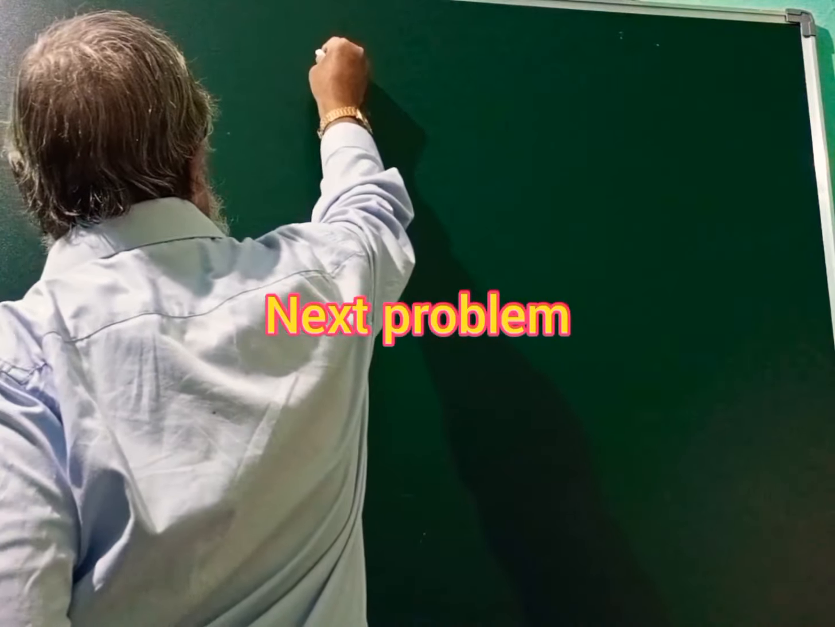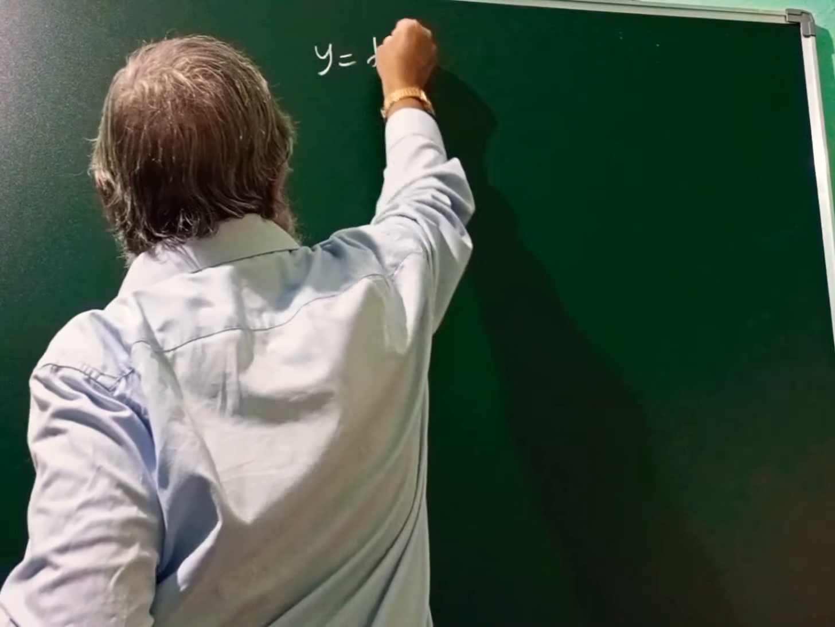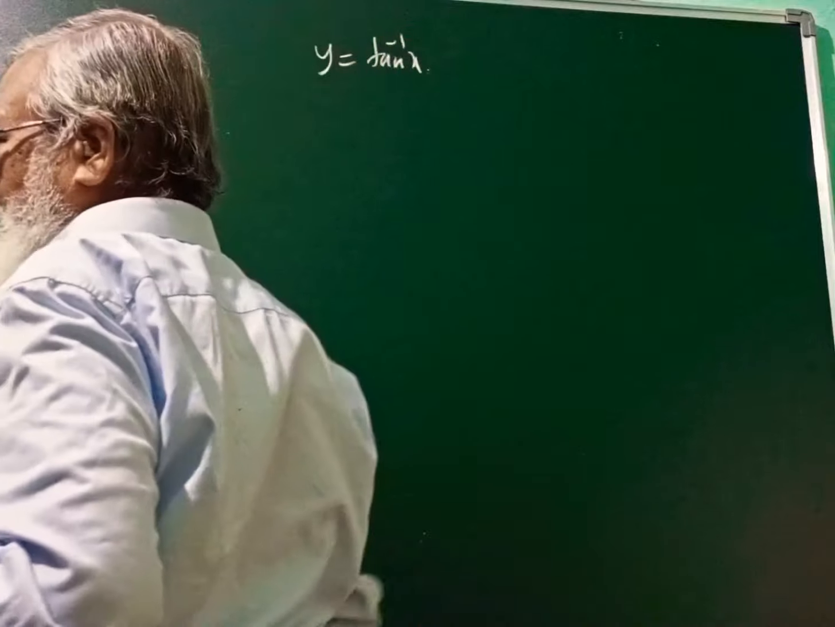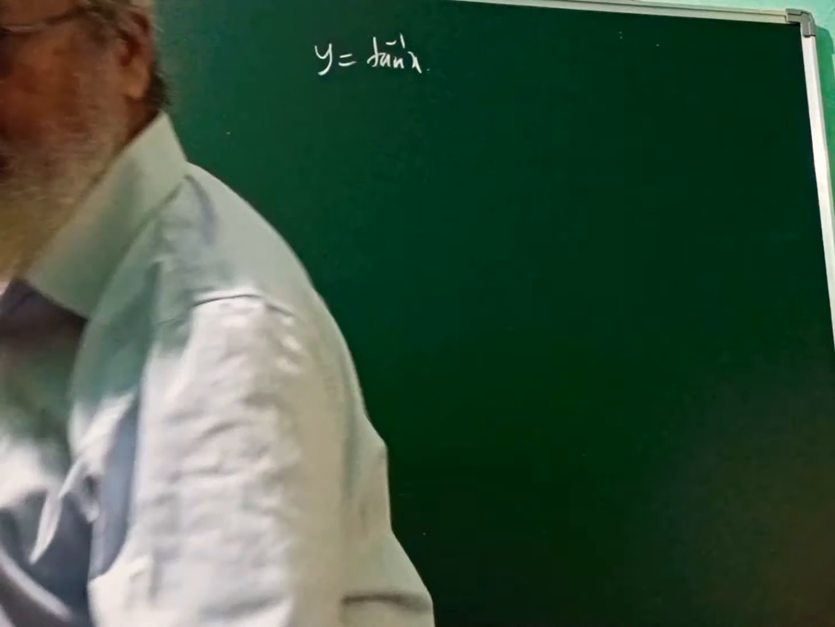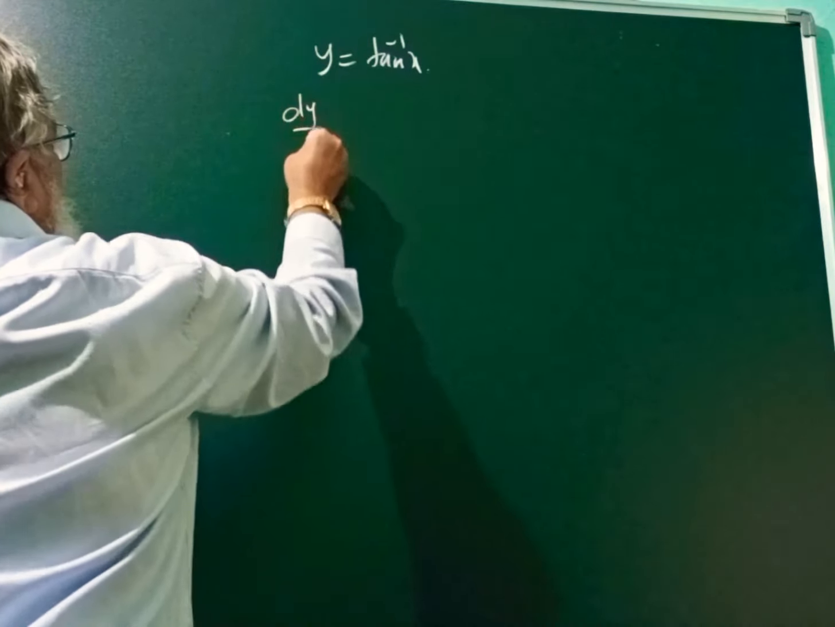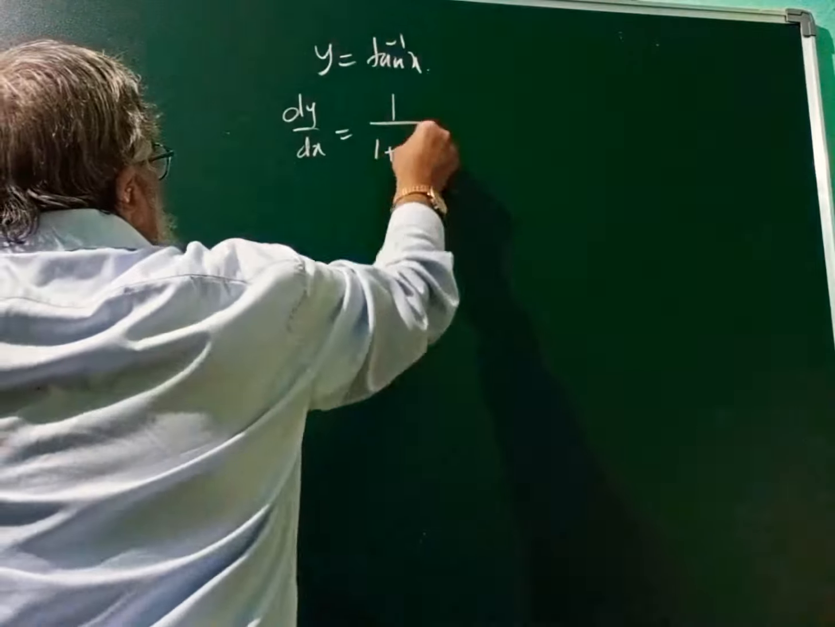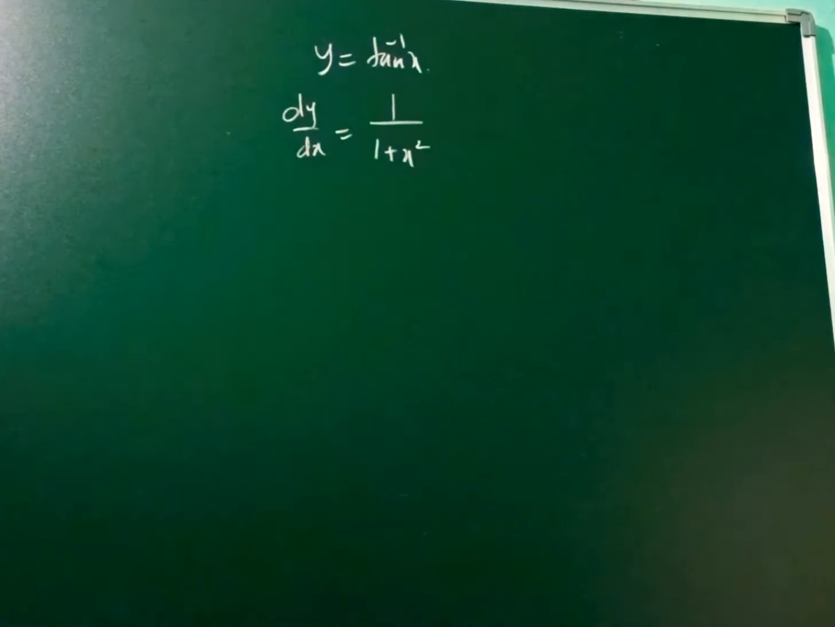Find the second derivative of y is equal to tan inverse x. Y is equal to tan inverse x. Differentiation dy by dx, differentiation of tan inverse x is 1 by 1 plus x square. Now one more differentiation we are expected to do.